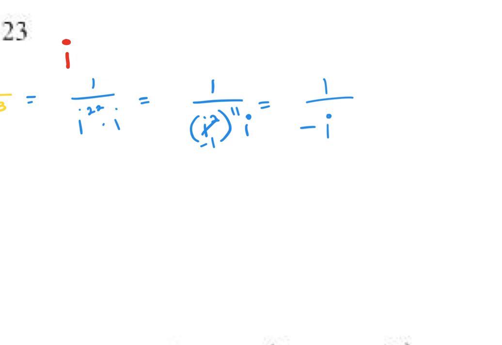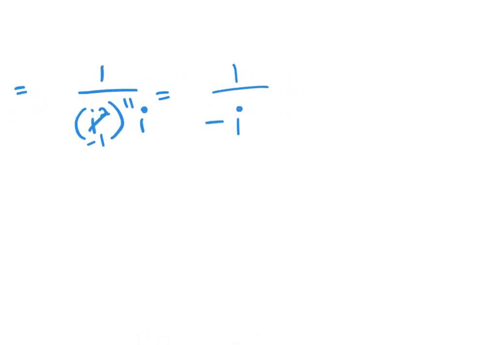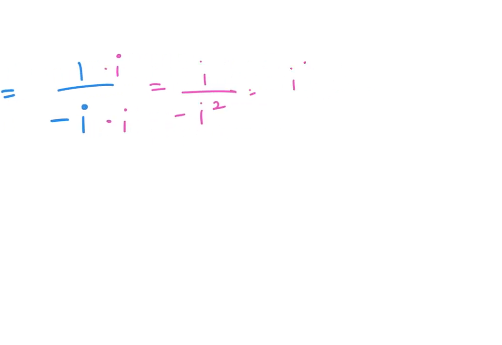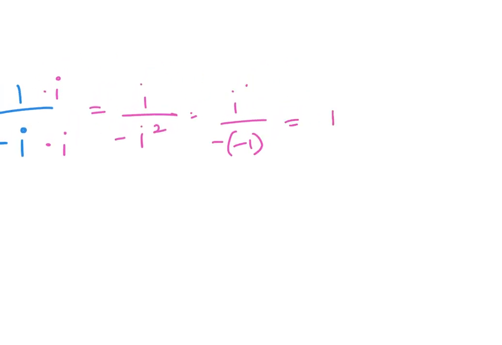I'm not done yet though. Let me go through it this way and then I'll go back and talk about the shortcuts again. I'm not finished because the i is still in the bottom and the i can't stay in the bottom. So we multiply by an i in both the numerator and the denominator, and I get i in the top. Negative i squared is the same thing as negative times negative 1, which is the same thing as positive 1.